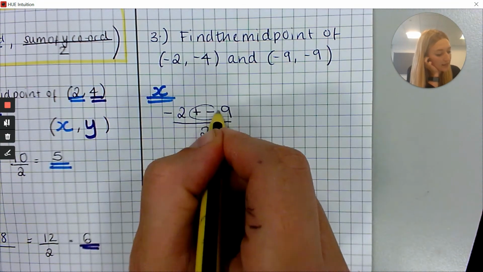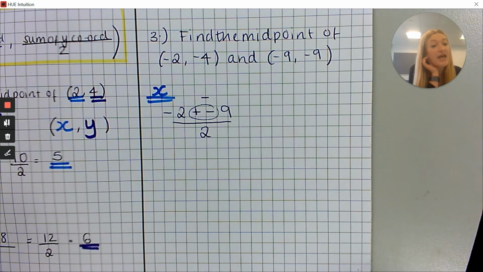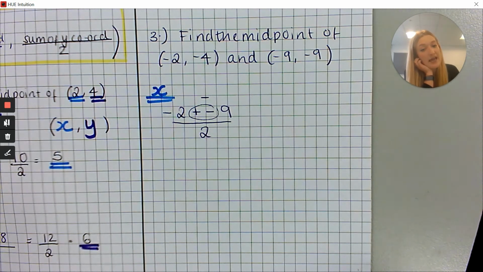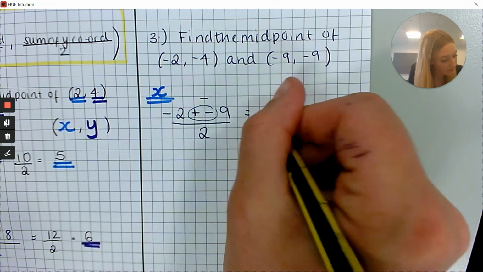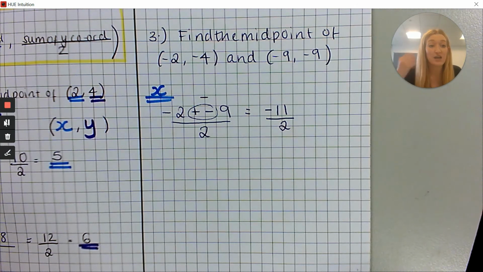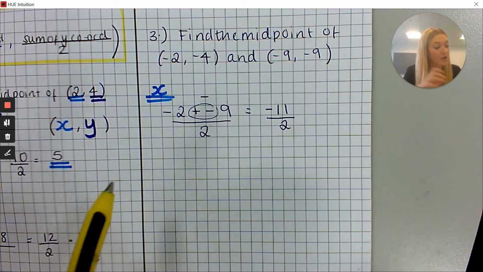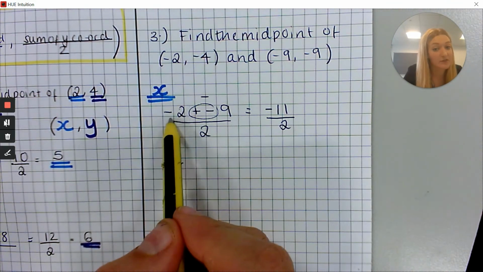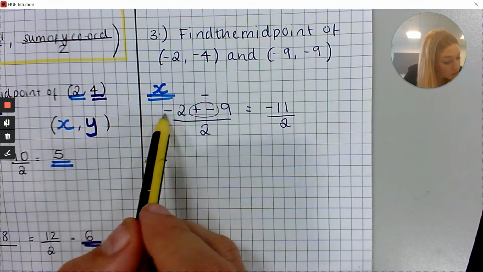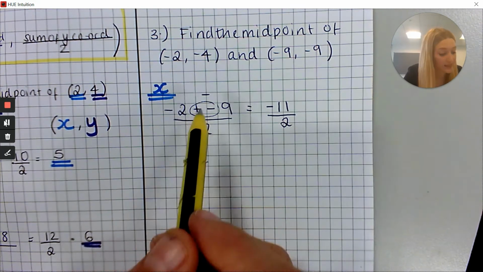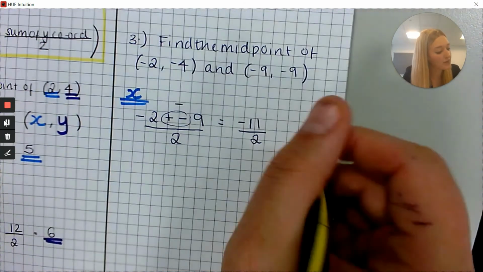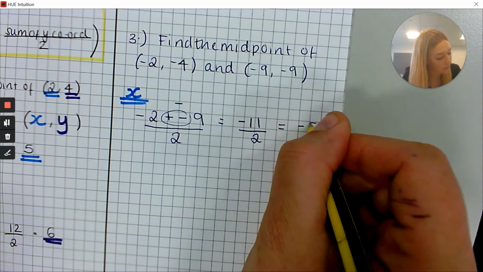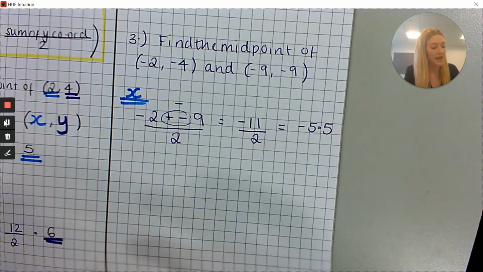Good. My plus minus sign becomes a take away. So I've got negative 2 take away 9. What do I get? Negative 2 take away 9. Good. I get negative 11 over 2. Now, some of you might have done 2 take away 9 is negative 7, okay? Remembering, though, that we're starting at negative 2. Although this becomes a takeaway sign, we're not changing this sign here. We're starting at negative 2 and we're taking off 9, okay? So negative 2 take off 9 is negative 11. So I've then got negative 11 divided by 2 is negative 5.5, okay? And that is my x value.